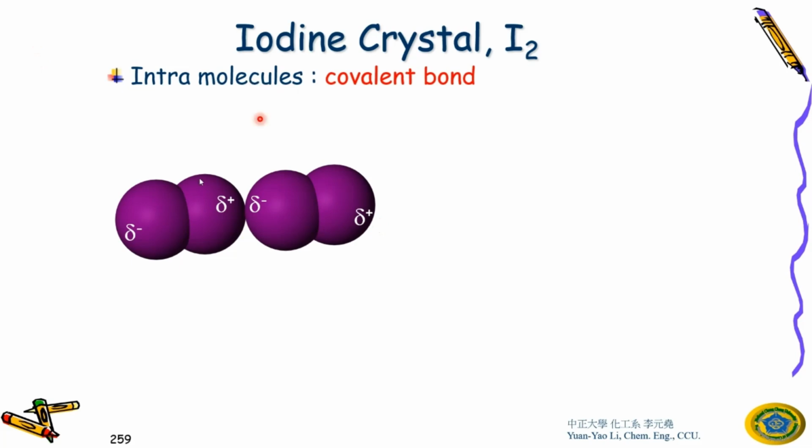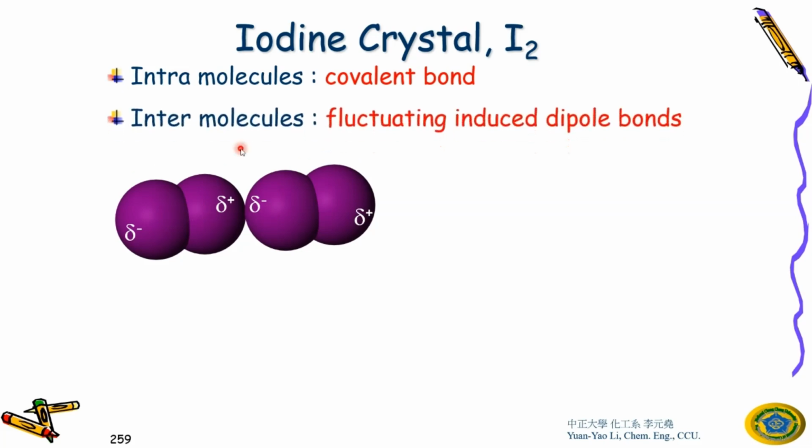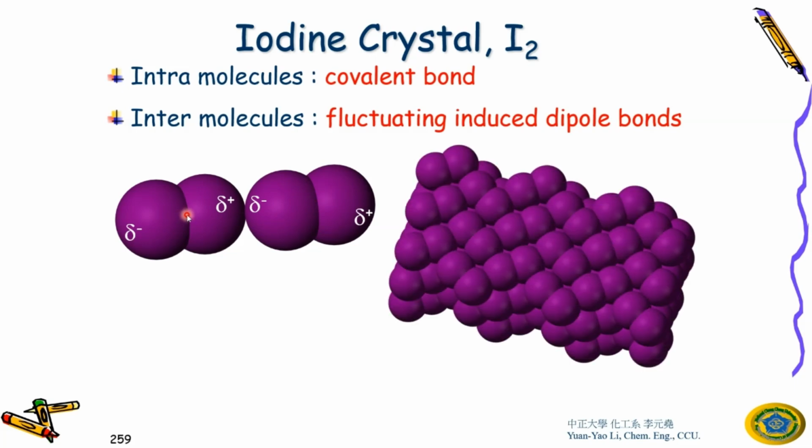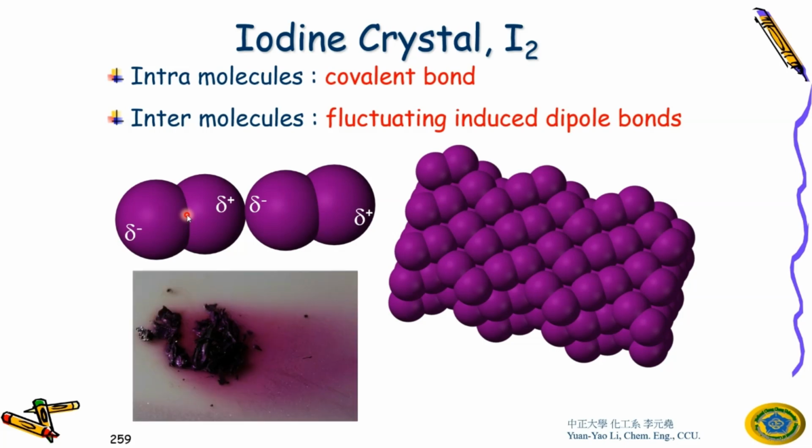So this is intramolecular, between iodine and iodine atoms. This is a covalent bond. And between iodine molecules, this is what we call fluctuating induced dipole bonds, caused by LDF. This is a covalent bond. If you put more iodine molecules together, this is what we see with our naked eyes. You can have iodine solid at room temperature.